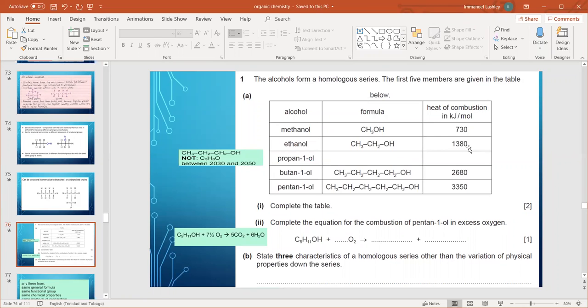Right, the heat of combustion, or the energy that is given off from propanol, is usually between 2030 to 2050. It should not be a number that is below 1380, and it shouldn't be a number that is above 2680. Right? It shouldn't be higher than butanol, and it shouldn't be lower than ethanol. It's supposed to be a value somewhere in the middle there. So any value between 2030 and 2050 would be fine.